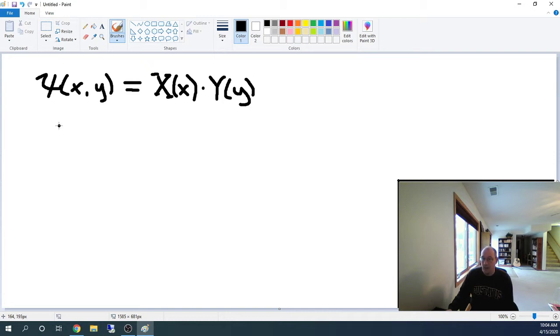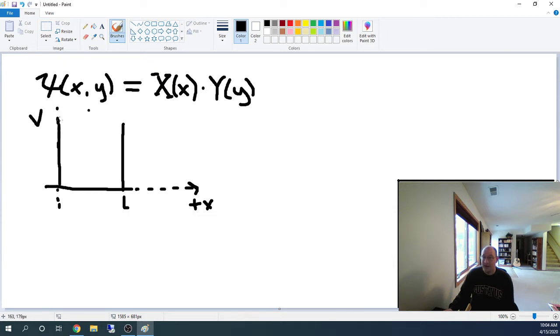Let's say I've got a 1D box like this. This is the potential, and it is supposed to be infinite. Here's x equals 0, and this goes in the positive x direction. This is at L, and at x equals 0 the potential is infinite, and at x equals L it's also infinite.